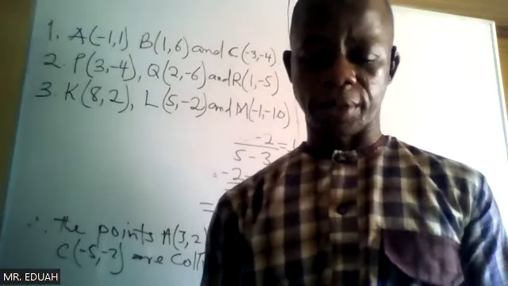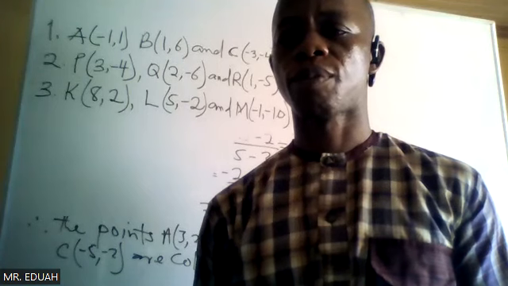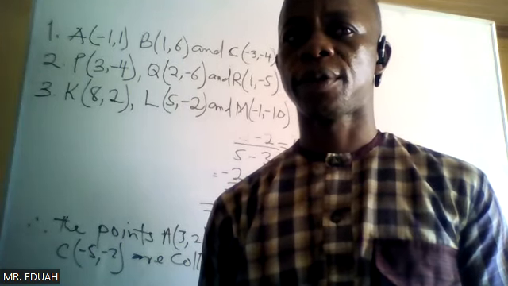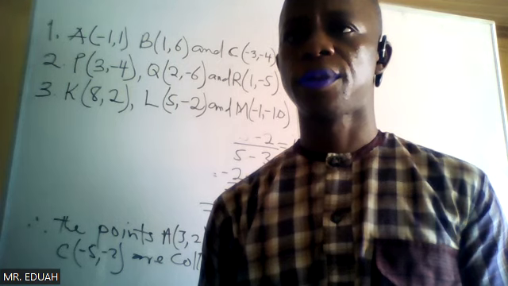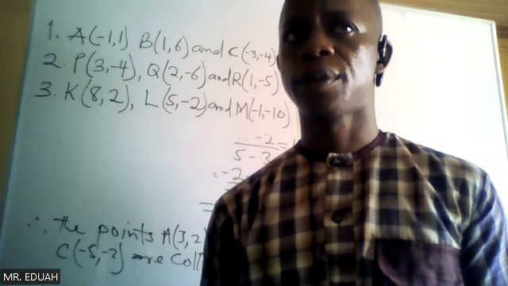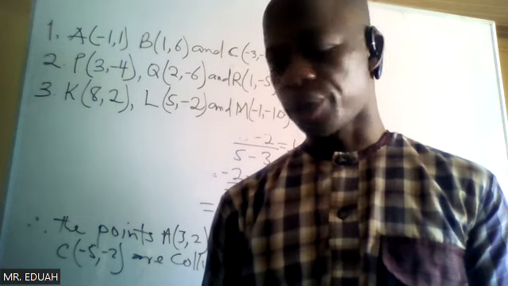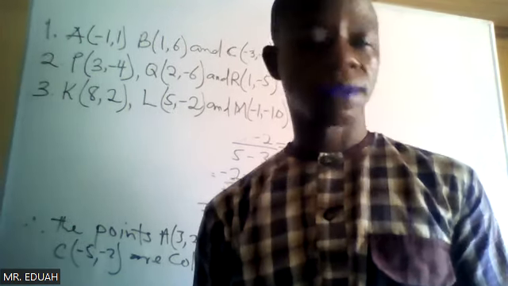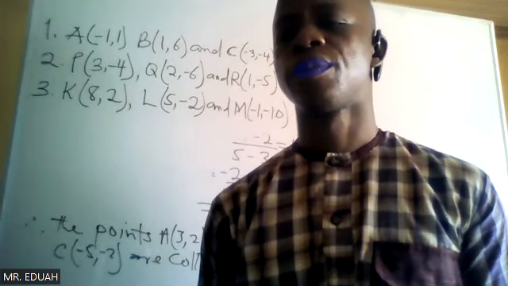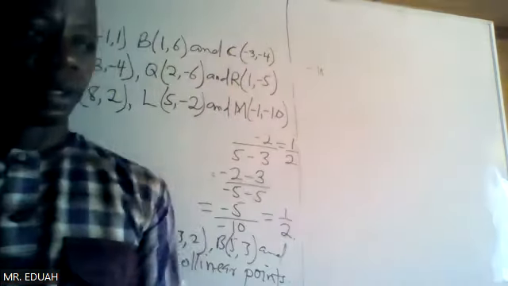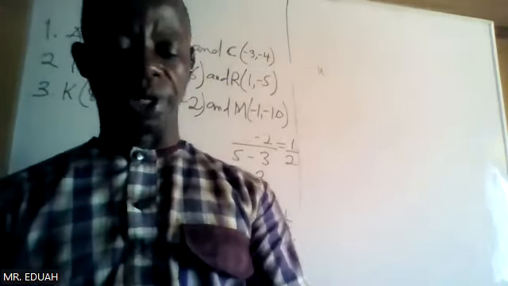So what was the answer? Sir, please, for question one, they are collinear points because gradient AB is 5/2 and gradient BC is also 5/2. Good. Then the second one. For question two, they are not collinear.